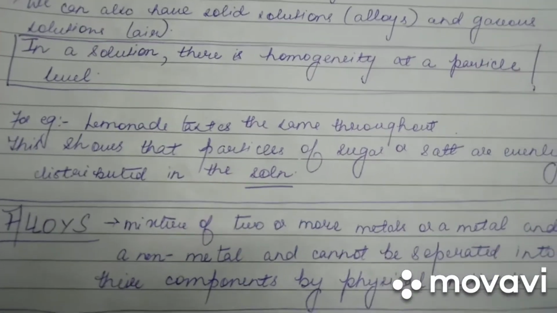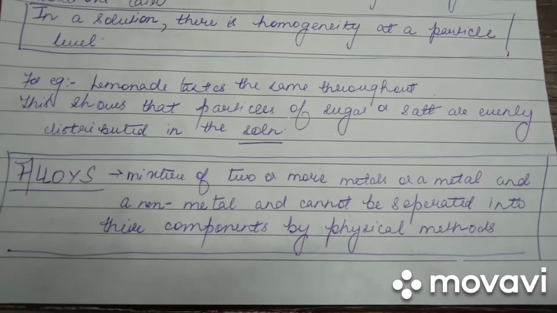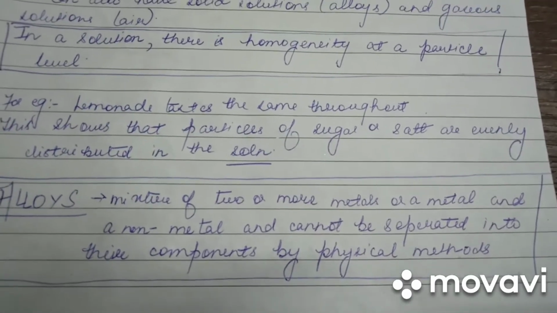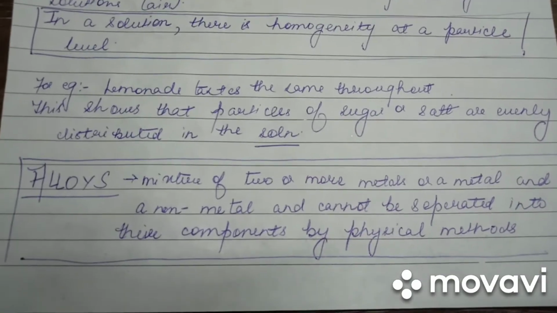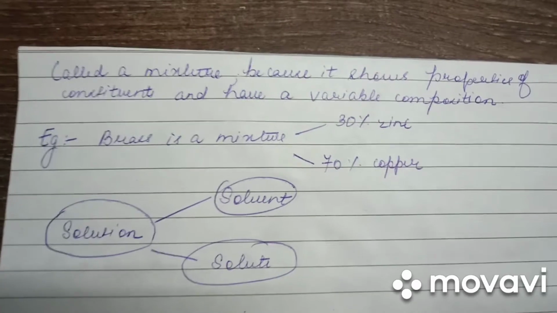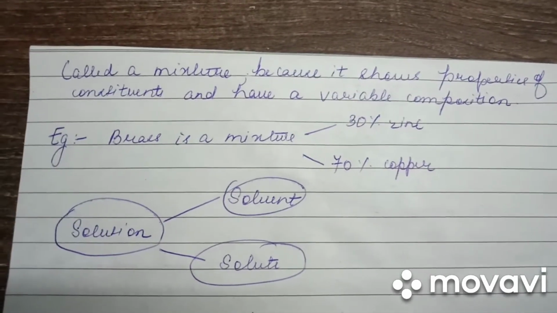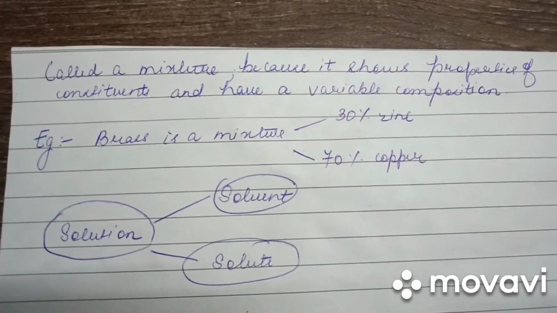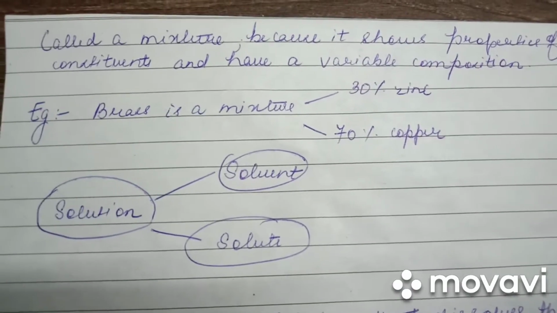Let us now discuss what are alloys. Alloys are mixtures of two or more metals or a metal and a non-metal, which cannot be separated into their components by physical methods. Alloys are called mixtures because they show properties of constituents and have variable composition. A very famously known example is of a brass, which is a mixture of 30% zinc and 70% copper.